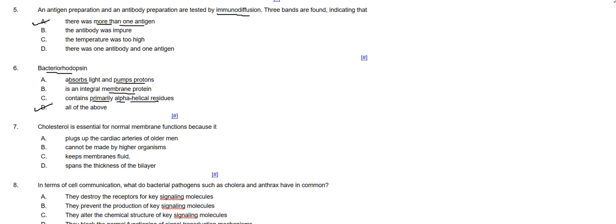Number 7. Cholesterol is essential for normal membrane function because. Why is cholesterol essential? Because it spans the thickness of the bilayer. I'm very sorry. Because it keeps the membrane fluid. That is why cholesterol is essential. Okay. Question number 8.